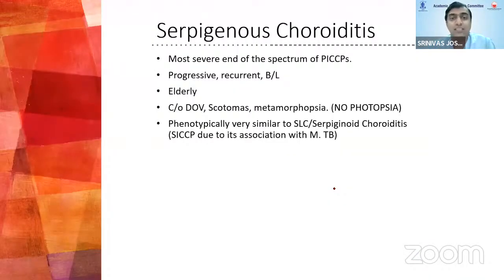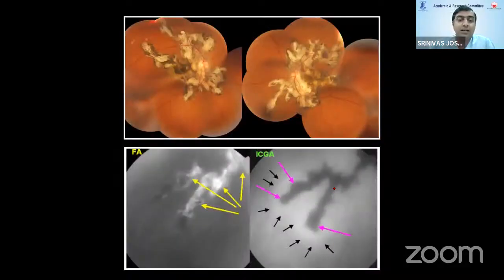So the last one is serpiginous choroiditis. It's the most severe end of the spectrum, progressive, recurrent, and usually the patients are elderly with scotomas and metamorphopsia. Here, the point I wanted to make is the difference between the FA and ICG. Although FFA shows hyperfluorescence, the correct delineation of the exact lesion of this scar is definitely shown better with ICGA as compared to the fundus fluorescein picture here.